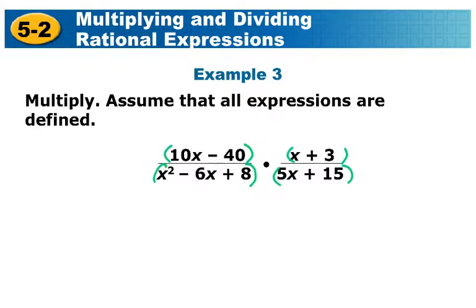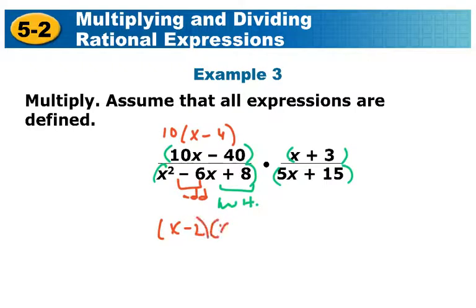So factoring them all out, this top one here, if I divide everything by 10, I can take out a 10 and be left with x minus 4 on the top. In the bottom here, I'm trying to multiply to be 8 and add to be negative 6. And so negative 2 and negative 4 are those pieces, so x minus 2 and x minus 4 would be the factors of the denominator there. And then this last one, the only thing that comes out of both of them is a 5, and you're left with x and then 3.